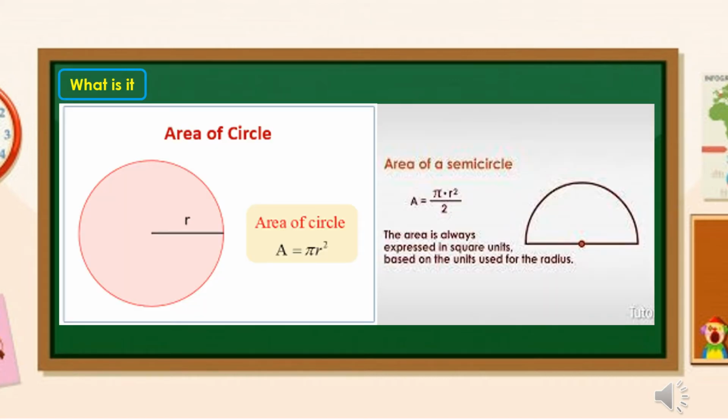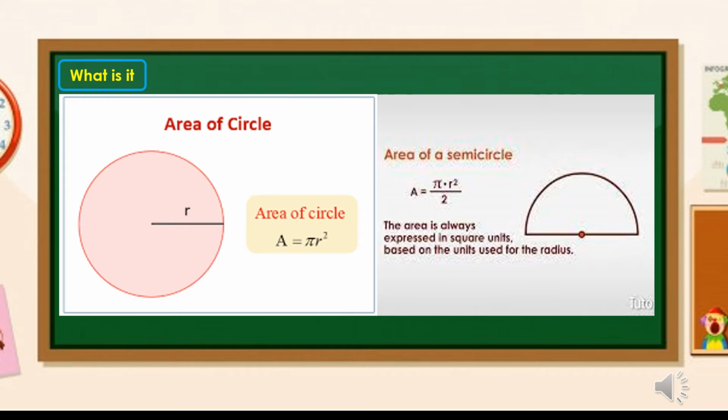In solving the area of a circle and semicircle, the following are the formulas to follow. For a circle, area is equal to pi multiplied to a radius squared. For semicircle, area is equal to pi multiplied to a radius squared divided by 2, where pi is a constant value, which is 3.14. Divided by 2 for a semicircle because it is a half circle. The area is always expressed in square units based on the units used for the radius. Example, centimeter square, meter square, decimeter square, and so on.